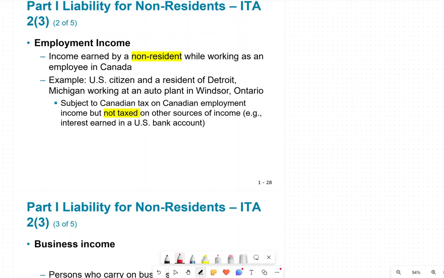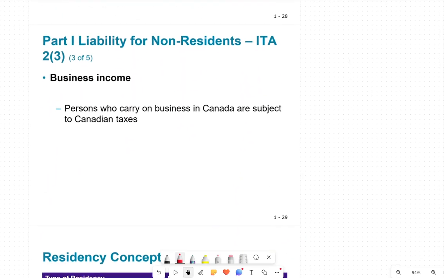When we think of employment income earned by non-residents while working as an employee in Canada, for example, if you're a US citizen and resident of Detroit, but you start working in Windsor, which is in Ontario, you will be a non-resident. You're subject to Canadian tax on Canadian employment income, but you're not taxed on your worldwide income. You're only taxed on the employment income you earned in Canada.